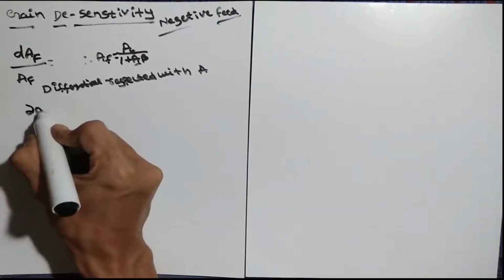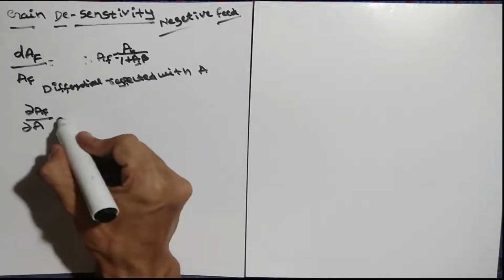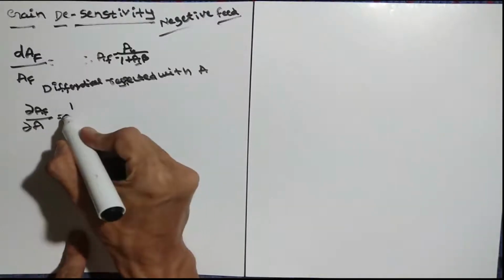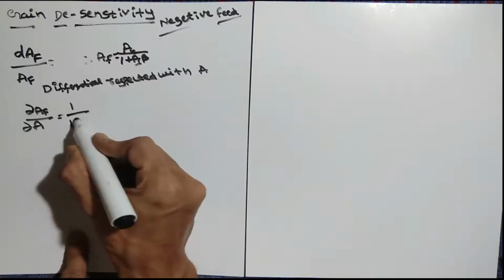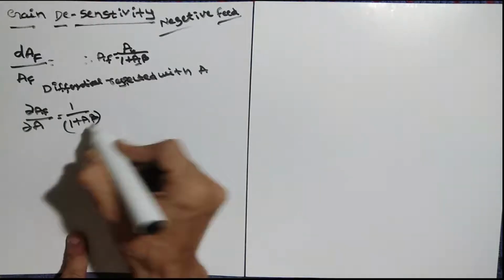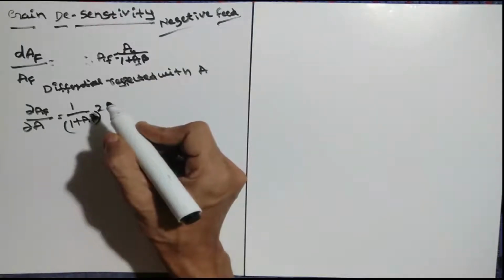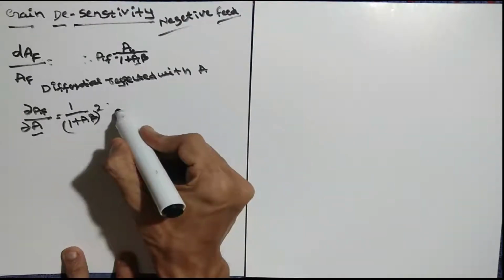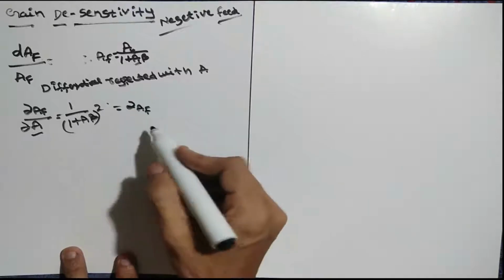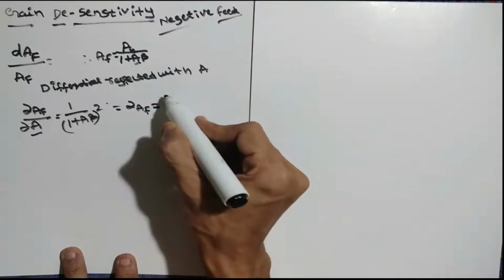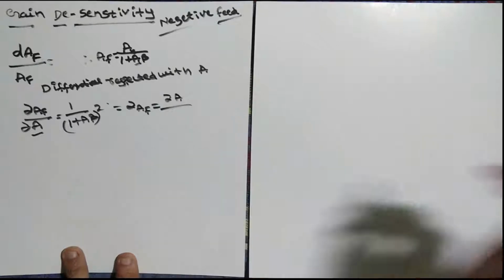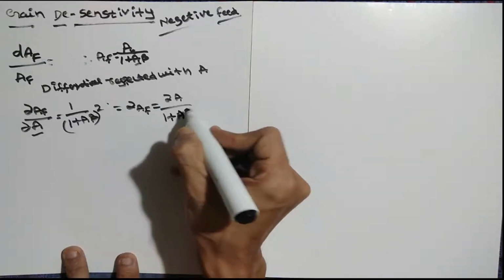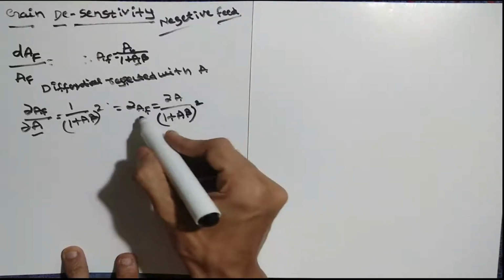What happens if you differentiate this? dAF divided by dA, using the differentiation rule of U by V, is nothing but 1 divided by (1 plus A beta) whole square. If you simplify this and shift it here, you will get dAF equal to the differentiation of gain, dA, divided by (1 plus A beta) whole square. This is what dAF you have.